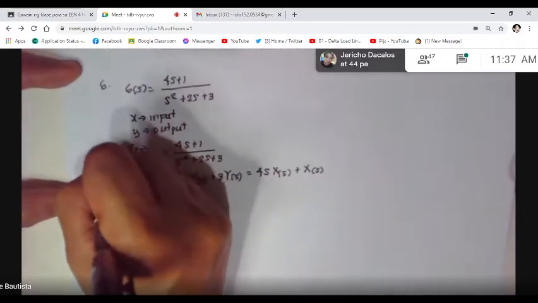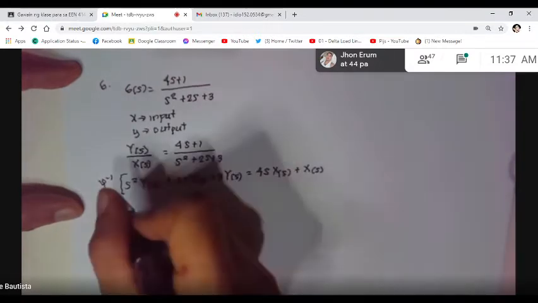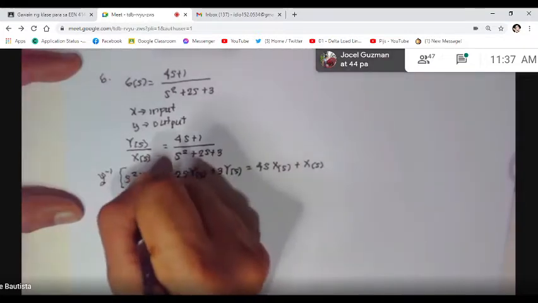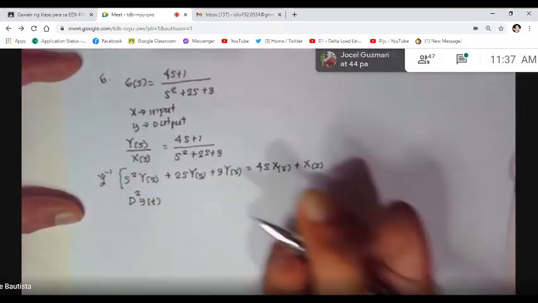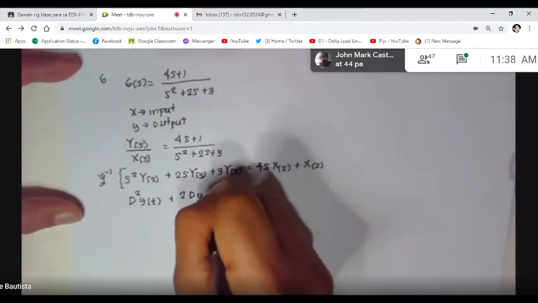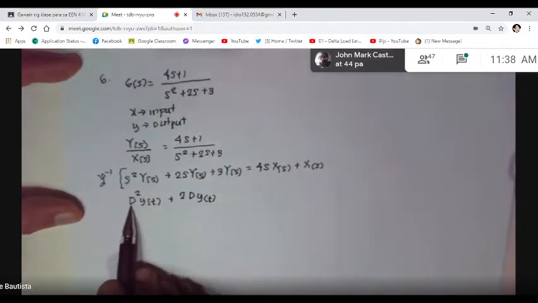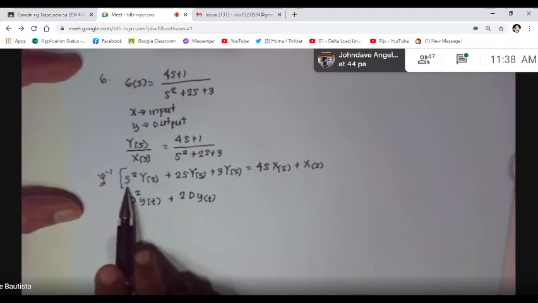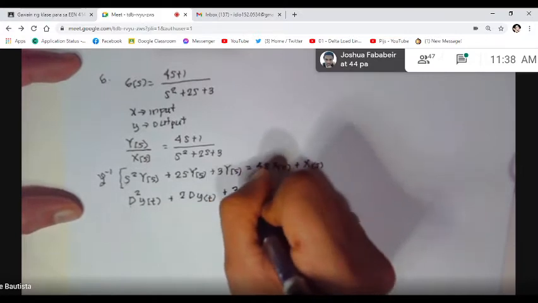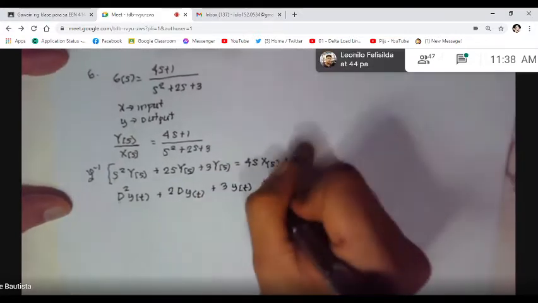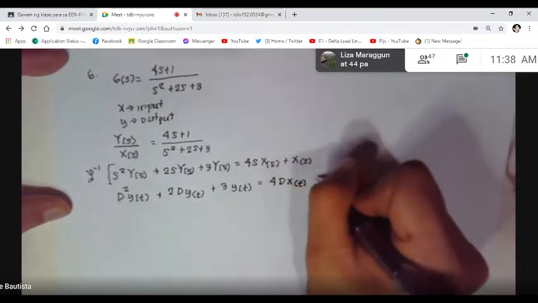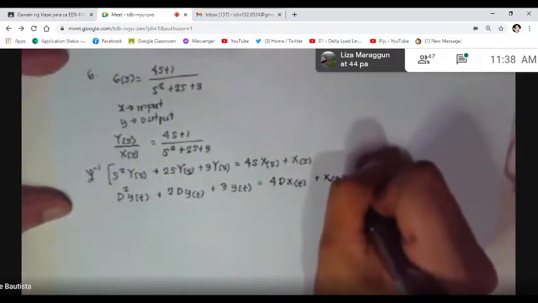Okay, so take the inverse Laplace. That is, di ba, d squared y sub t plus 2d y sub t. Tandaan nyo yung s, yun yung d. Okay? Napansin nyo yan? So yung s, yun yung d. Plus 3 y sub t is equal to 4d x sub t plus x sub t.